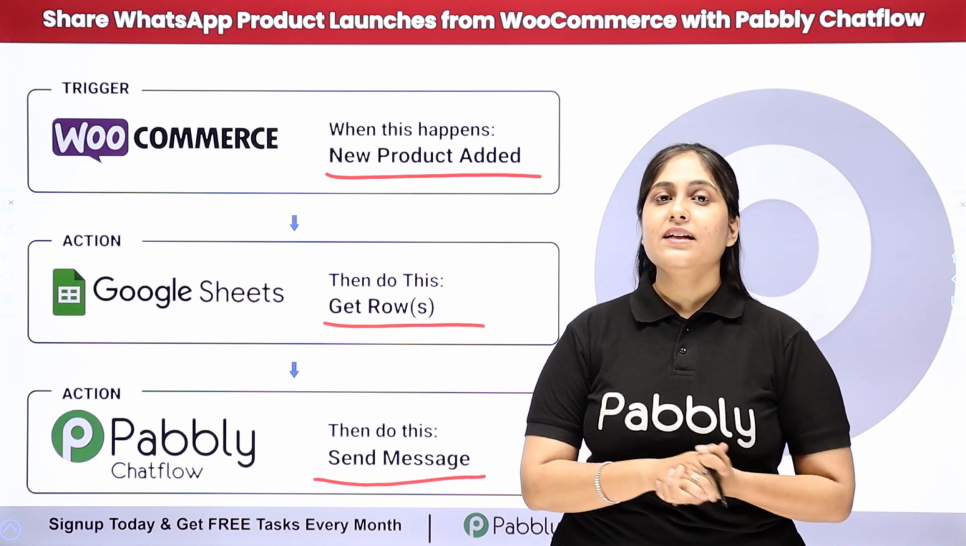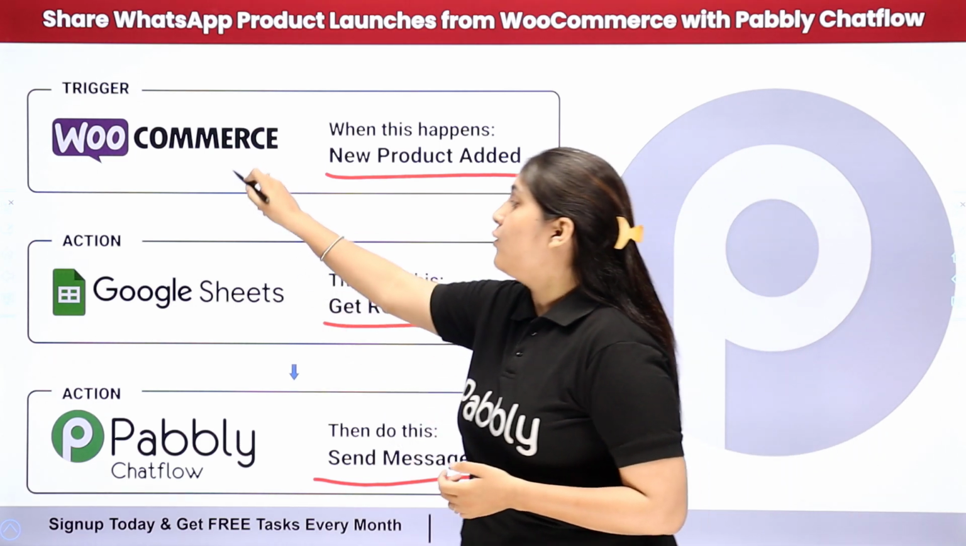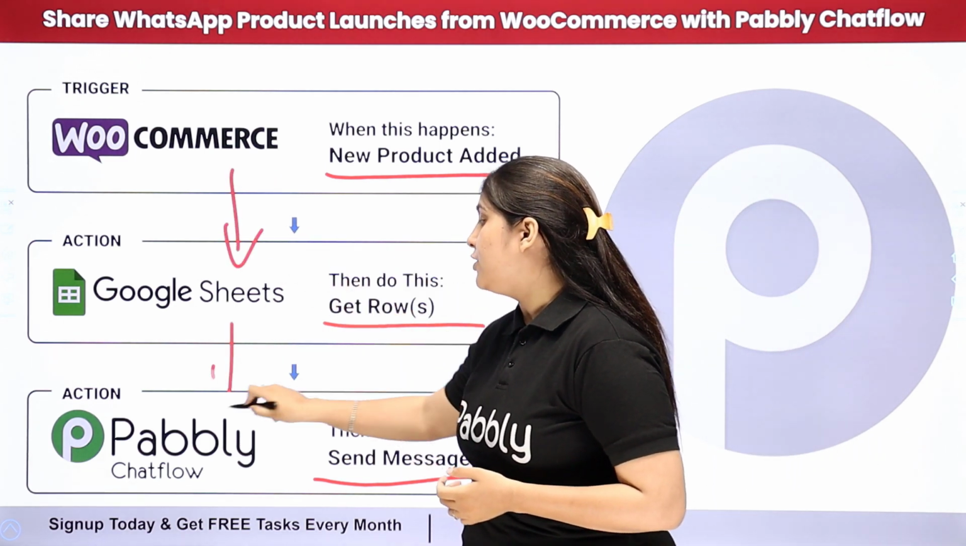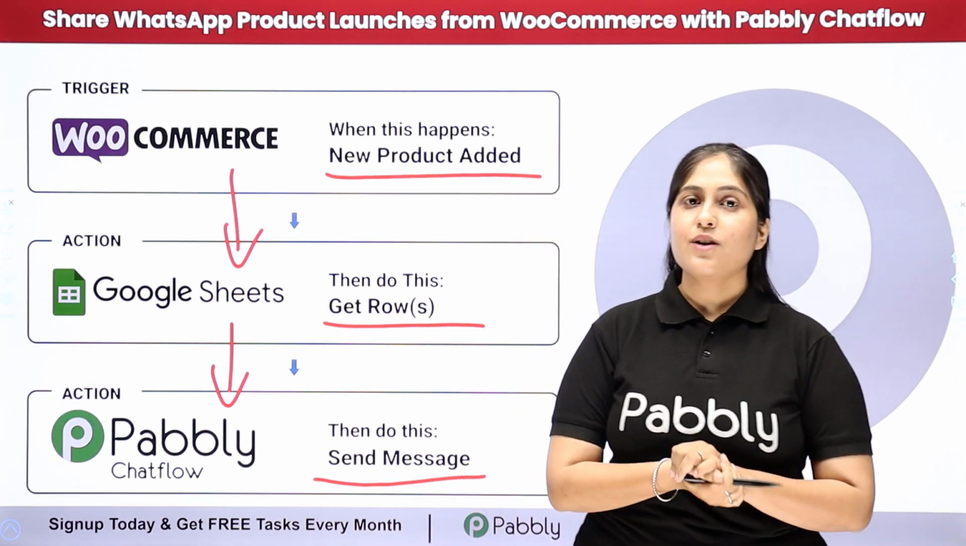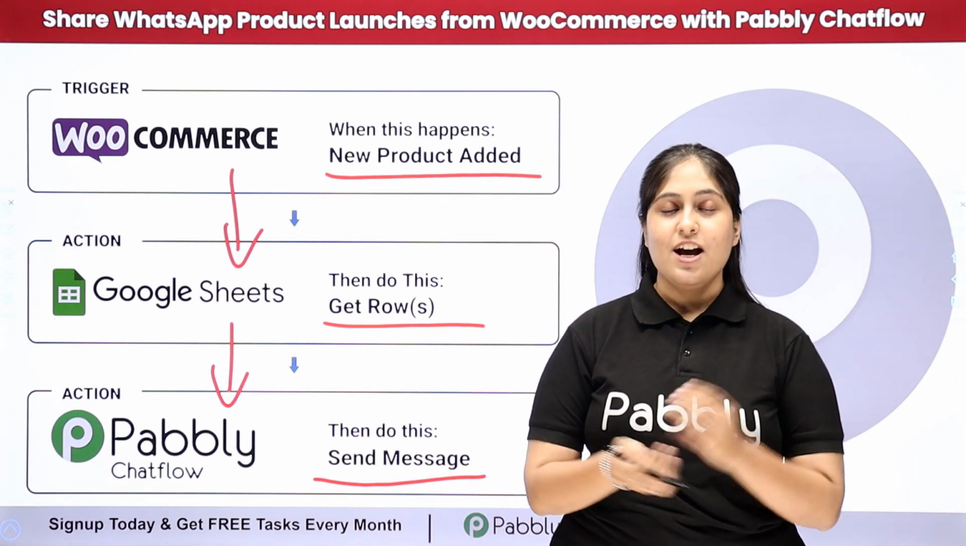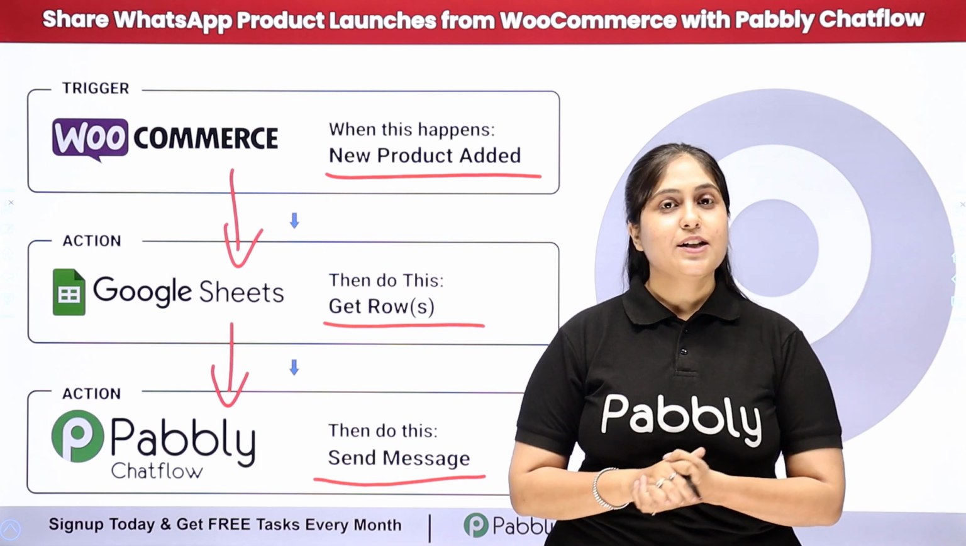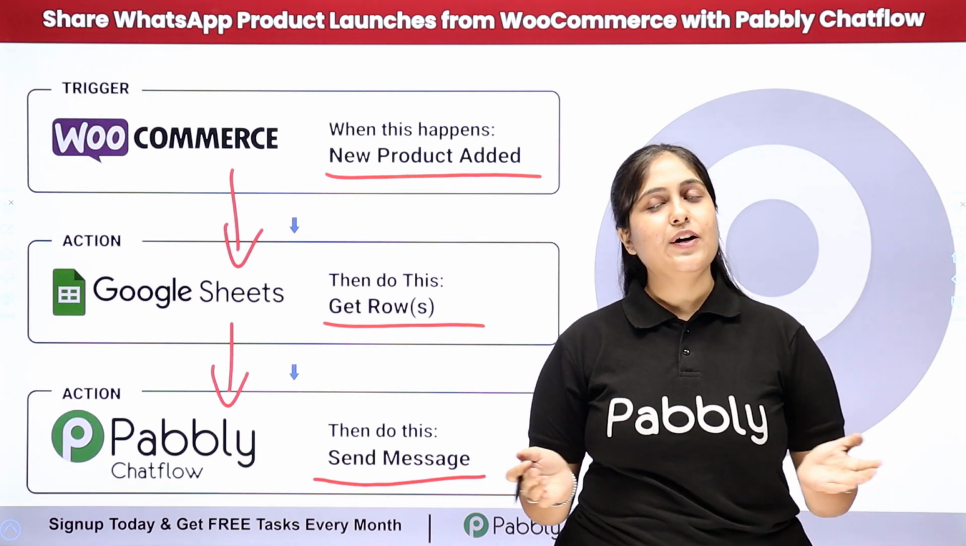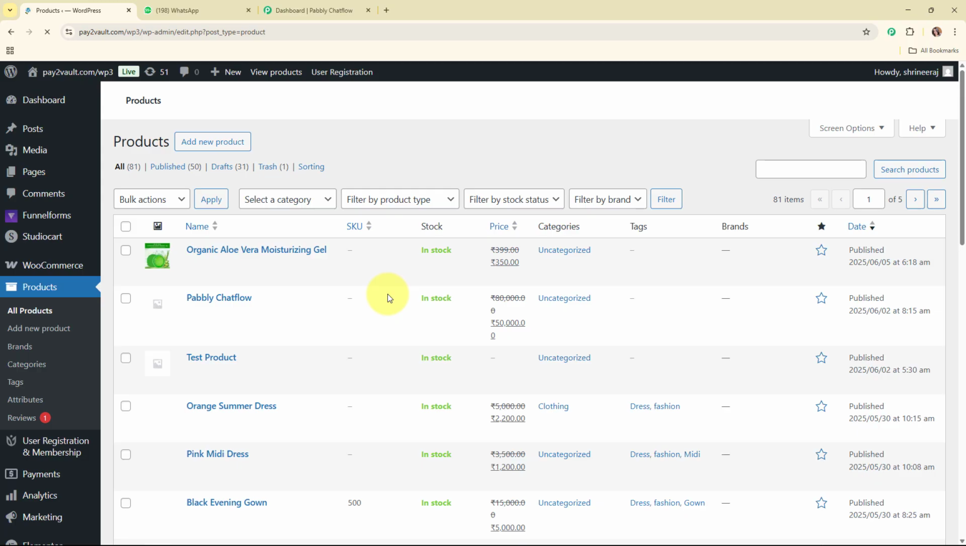So here to automate the entire process, I need to connect my WooCommerce with Google Sheets and Pabbly Chat Flow using an automation software named Pabbly Connect. So to see the working of this automation and to learn this process step by step, let me take you to my screen. Welcome to my screen.